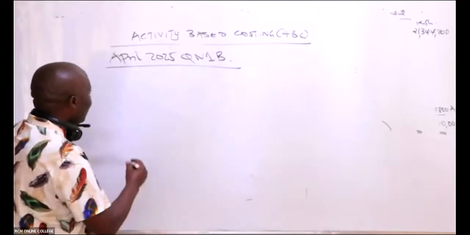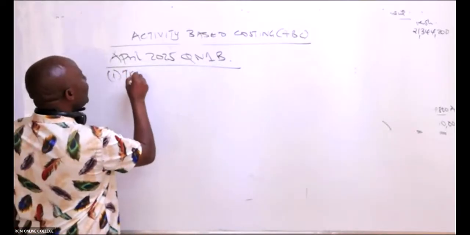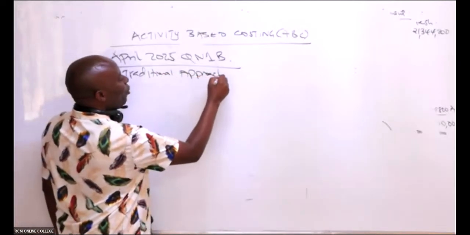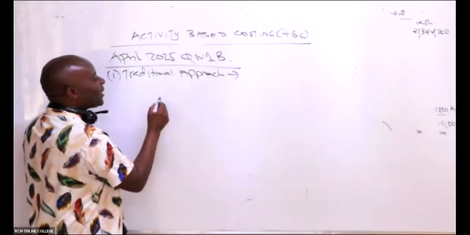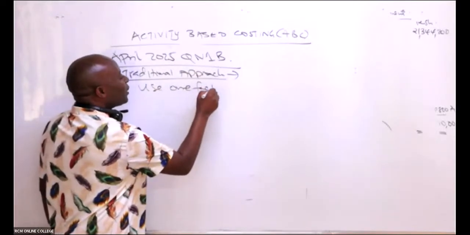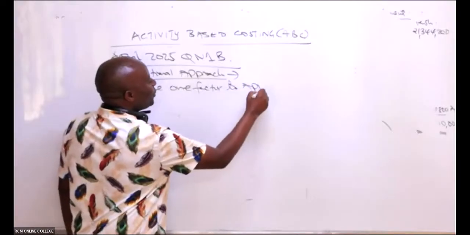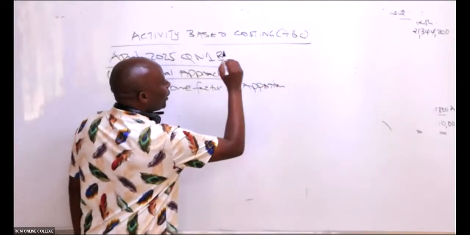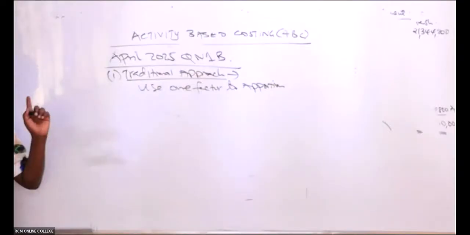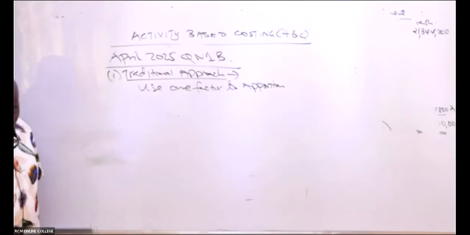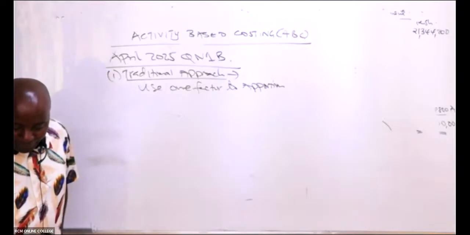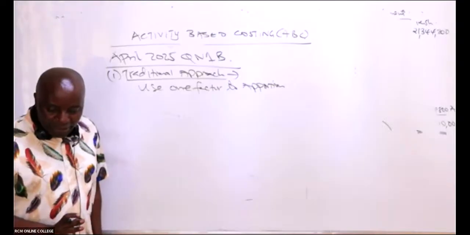So number 1, it is a traditional approach. Why am I saying it's a traditional approach? Because they have asked us to use one factor to apportion. They have told us to use one factor to apportion. And do we know this factor?